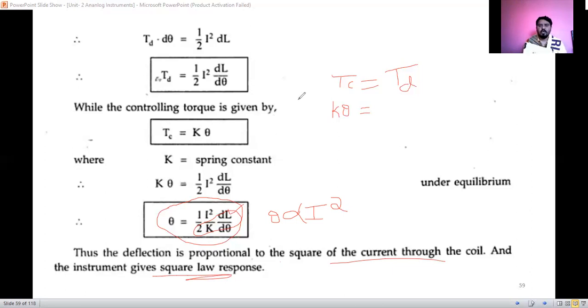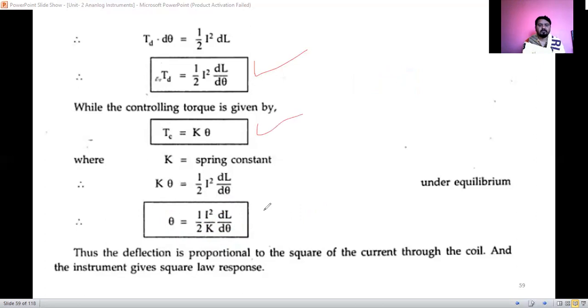While deriving this, you have to remember equations number 1, 2, 3, 4, and then you can do the final derivation. But while solving problems, this equation is very important, and this equation is very important, these two.